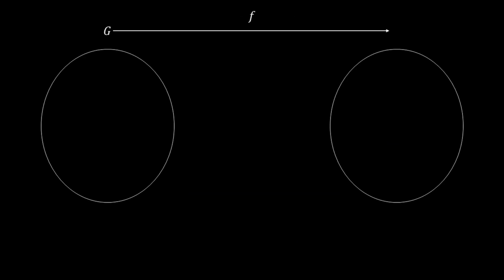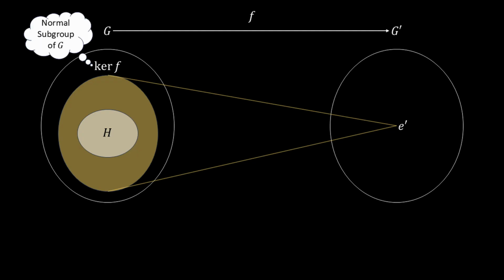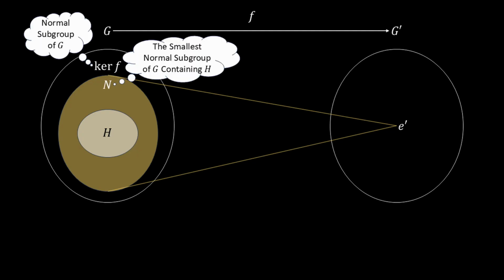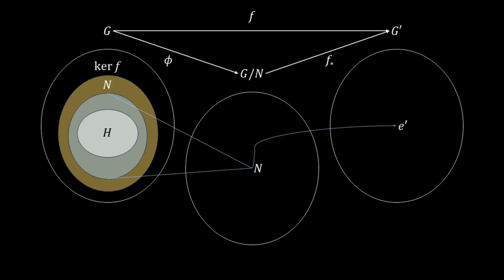Let f from G to G' be a homomorphism whose kernel contains H. Since the kernel of f is a normal subgroup of G, and N is the smallest normal subgroup of G containing H, the kernel of f contains N. And just like the kernel of f I mentioned in one of my past videos, there exists a unique homomorphism f star from G mod N to G', which is defined by the same rule as before, said to be induced by f, making the maps commutative with phi being the canonical map.